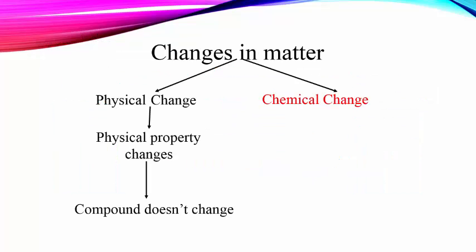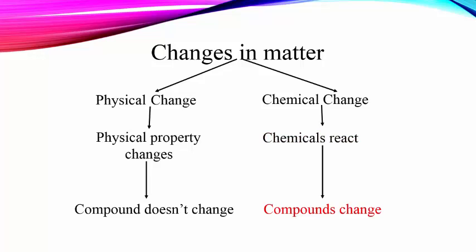As I said, this is a dichotomous world. It has two parts. The first part was physical change. The second part is chemical change. In a chemical change, this is where the chemicals react. Remember, a chemical property is the ability to undergo a reaction. A chemical change is when they undergo the reaction. The compounds you start with are not the compounds you end with. The atoms rearrange and you get new compounds with a totally new set of chemical and physical properties.